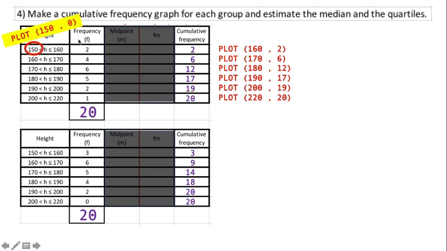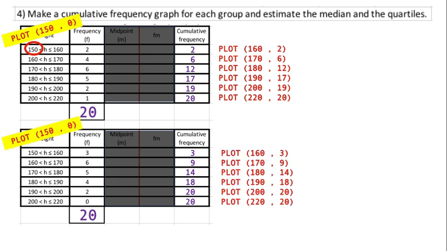And then one more thing we should plot is the start of the first category against 0. So in this case 150, 0, showing that there are no people below 150. So I've done that for the other set as well.